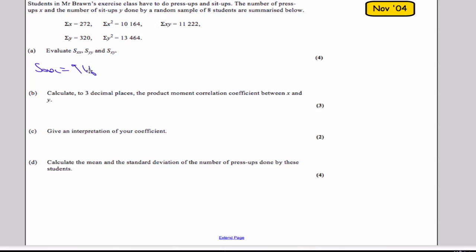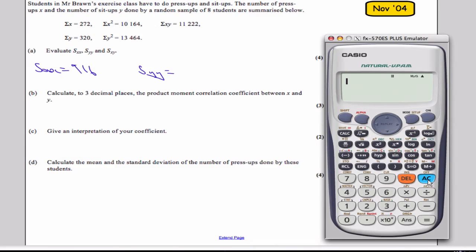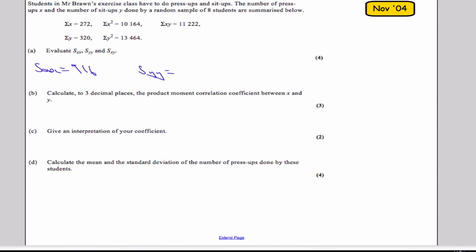In the exam, do bear in mind, write out this calculation that you're going to do first. Don't just plug in the answer. SYY is going to be the sum of y squared, 13134, 64. So what I'm putting into the calculator here, you should be writing down, minus the sum of y all squared, 320 all squared, over 8. So that's what you should have written down, and you get 664.